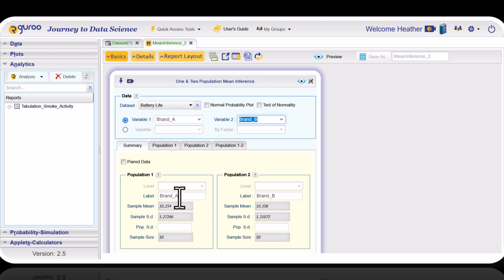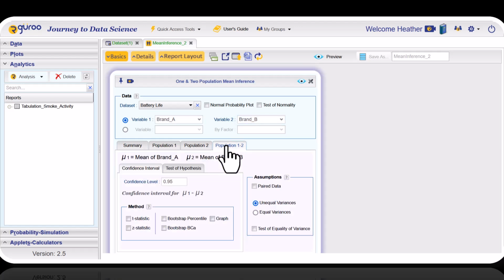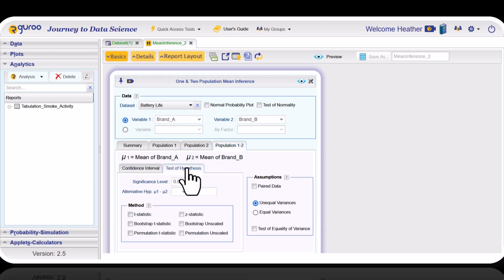So we have all of our information entered, and remember this is not paired data, so we don't want to select that. We're going to go all the way to the last tab, which says population 1-2, and this is having us compare the two populations, which is what we want to do. We don't want a confidence interval, we want a hypothesis test, and we want an alpha of 0.01.